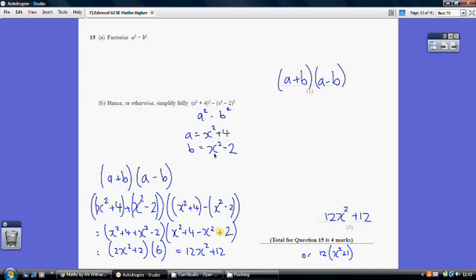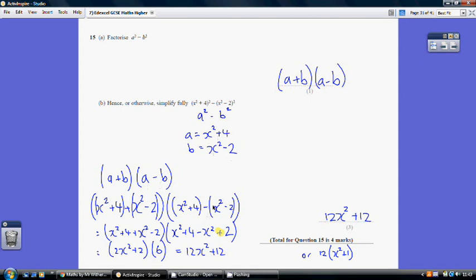So we can substitute this into this. Our first bracket is going to be these two added together. So x squared plus 4 plus x squared minus 2. But then our second bracket is when B is subtracted from A. So x squared plus 4 take away x squared minus 2.